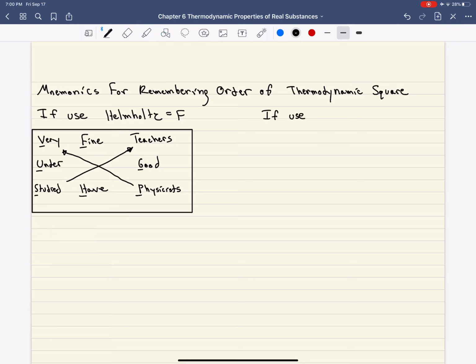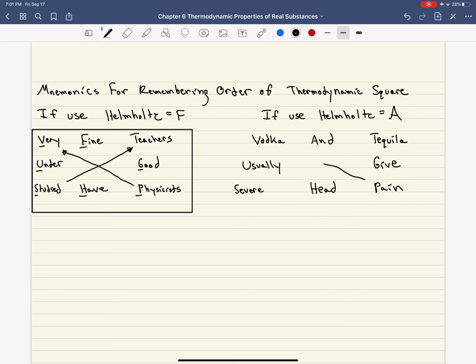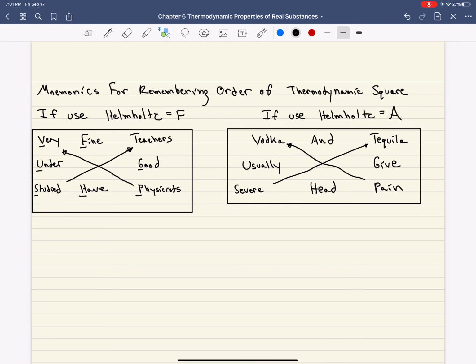There's another mnemonic if you use the letter A for Helmholtz. Okay? And for this mnemonic, the sentence that you can remember is this: vodka and tequila usually give severe head pain. Okay. Of course, the first letters represent the different thermodynamic variables.